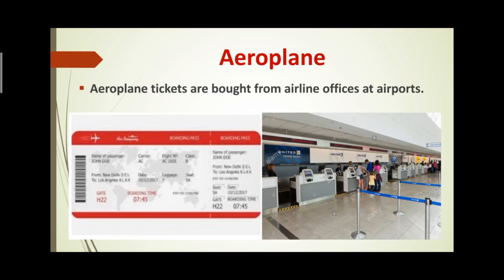Aeroplane tickets are bought from airline offices at the airport. An airline ticket is a document or electronic record issued by an airline or a travel agency that confirms that an individual is entitled to a seat on a flight or on an aircraft. The first picture is showing the aeroplane ticket, and the second picture is showing the airport ticketing office.